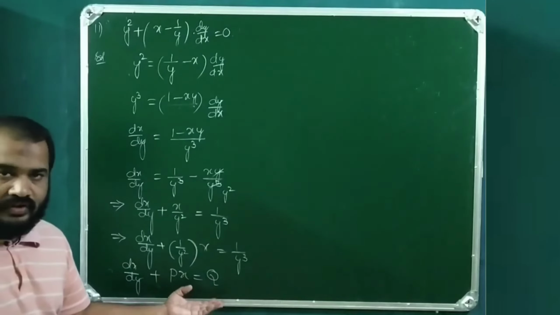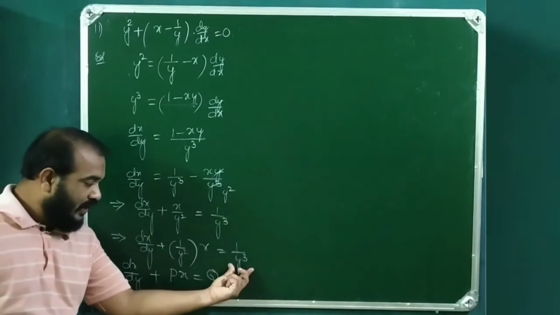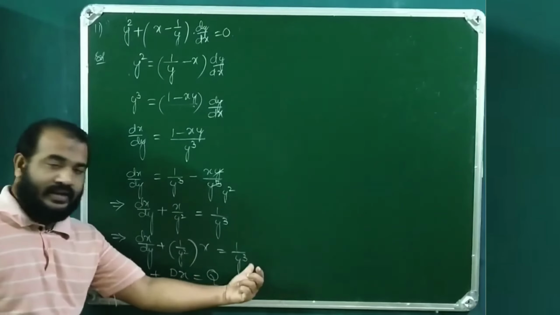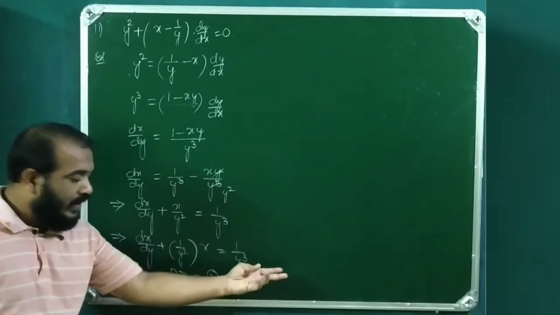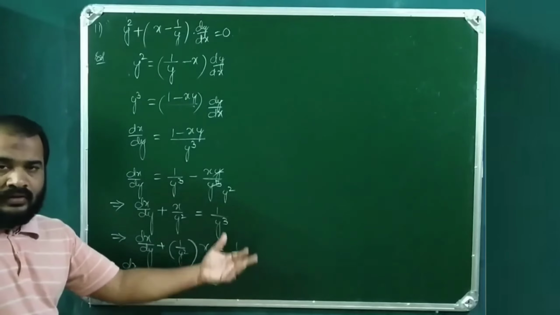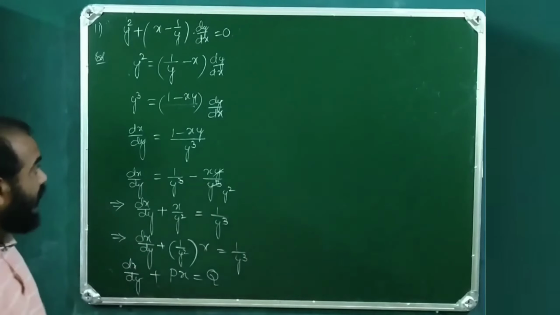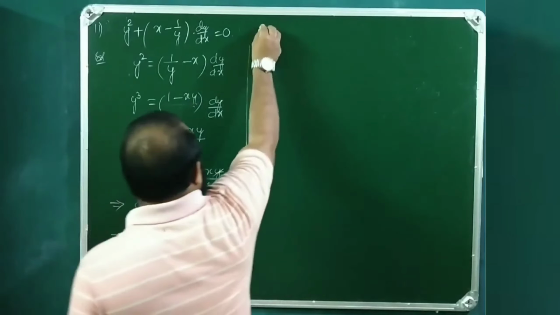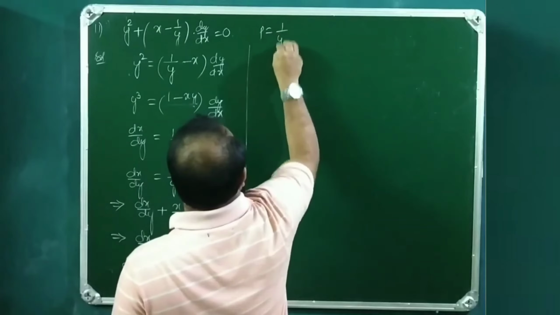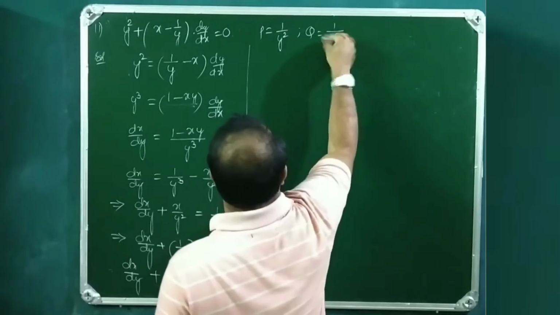It's not a Bernoulli's differential equation because it is of the form dx by dy plus px equals q. So here p and q are in terms of y, with no x. Therefore, we need not divide with a function of x on both sides. Now here p equals 1 by y square, q equals 1 by y cube.